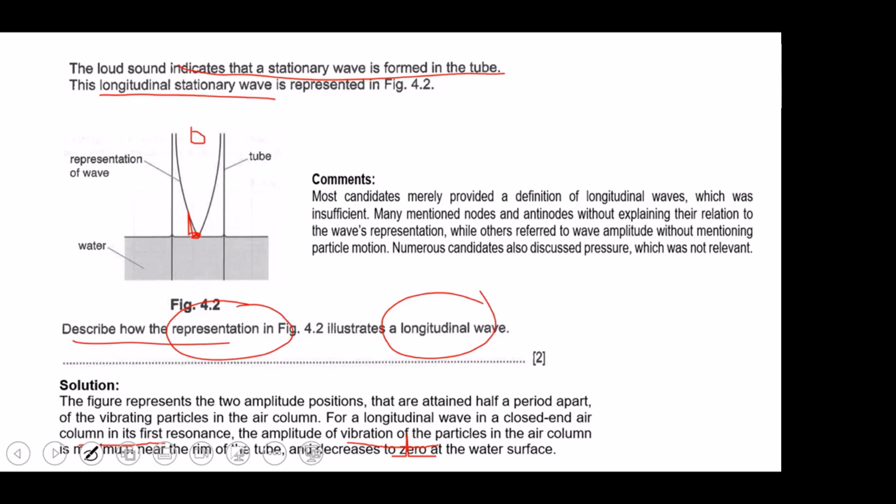Okay, this question is not asking you to define what is meant by a longitudinal wave, the parallel motion, right? Of course, there are also some of them mentioning nodes and antinodes. Be careful when you mention nodes and antinodes, try to refer them to displacement. Nodes, displacement, antinodes. Some of them went into pressure, because we know by now pressure nodes and pressure antinodes mean a different thing from displacement nodes and displacement antinodes.